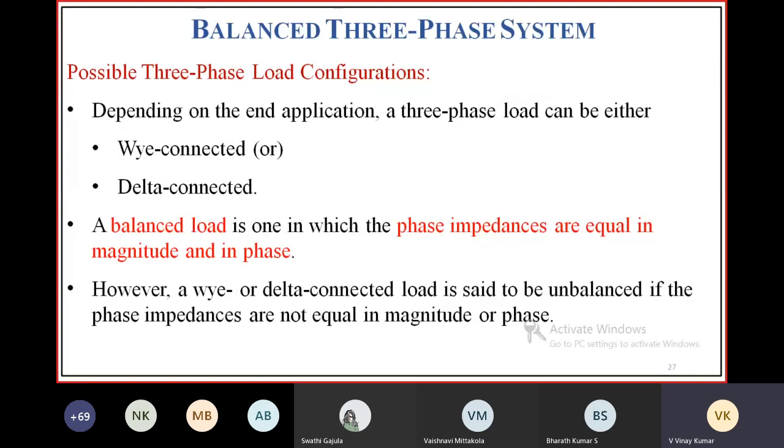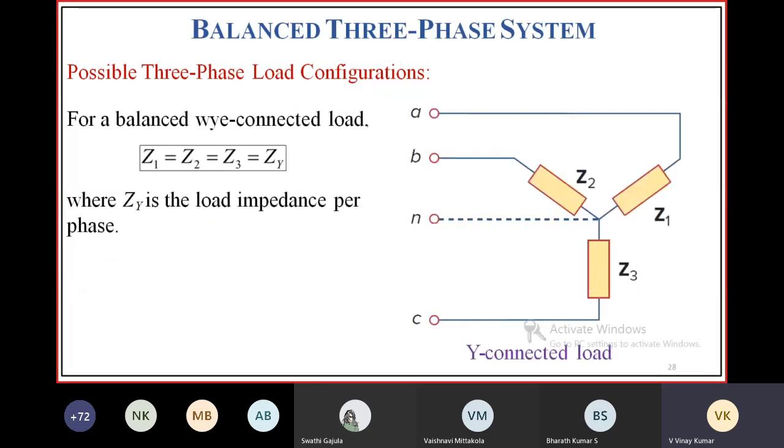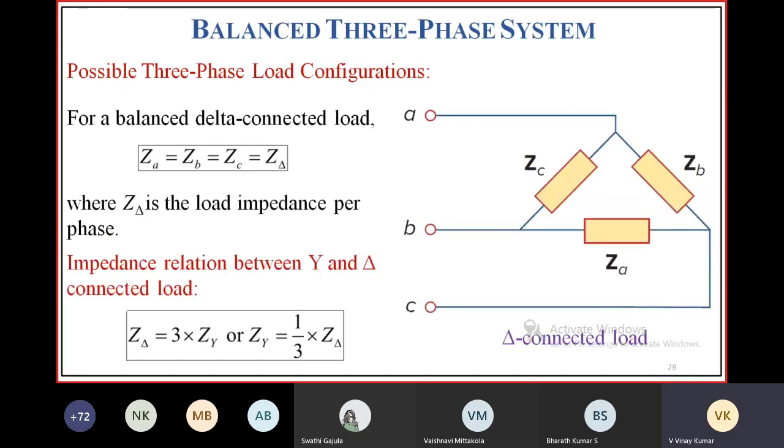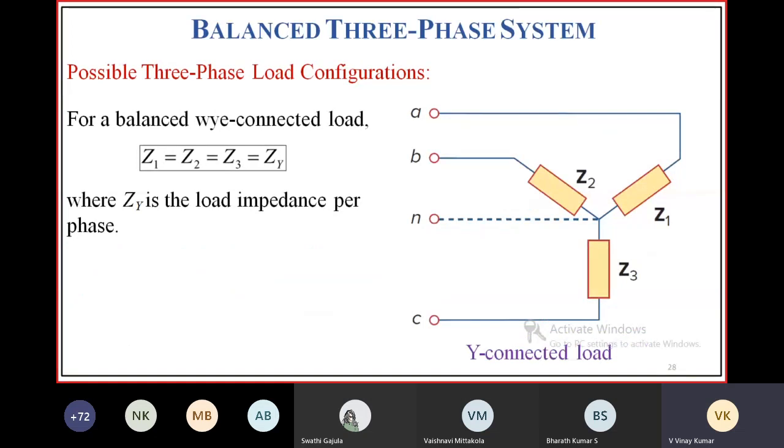Normally we have two types of loads, just as we have two types of sources. What are the sources? Star-connected source and delta-connected source. Similarly, we have two types of loads. What are they? Star-connected load and delta-connected load. Here, this is the star-connected load and this is the delta-connected load. Already we have discussed, right?